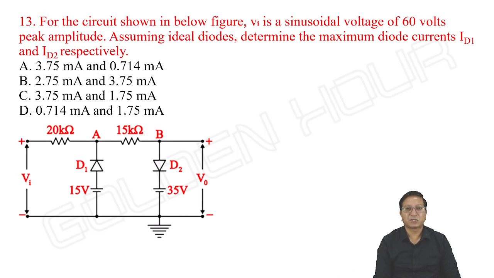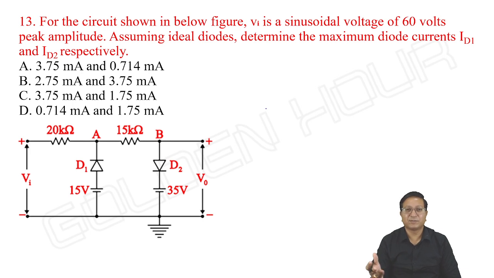For the circuit shown in the figure, Vi is a sinusoidal voltage of 60 volts peak amplitude. Assuming ideal diodes, determine the maximum diode currents ID1 and ID2 respectively. What about the maximum values of those currents? Okay, simple. Previous problem only.